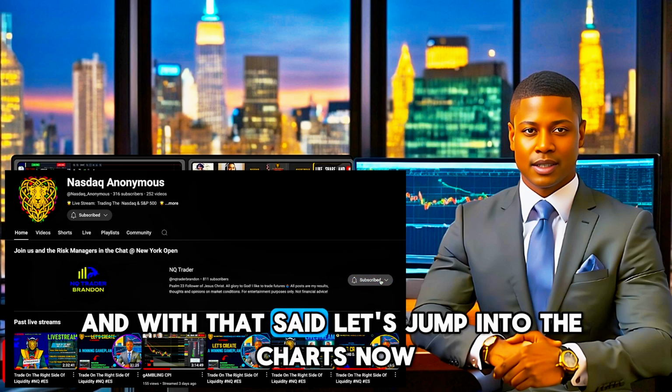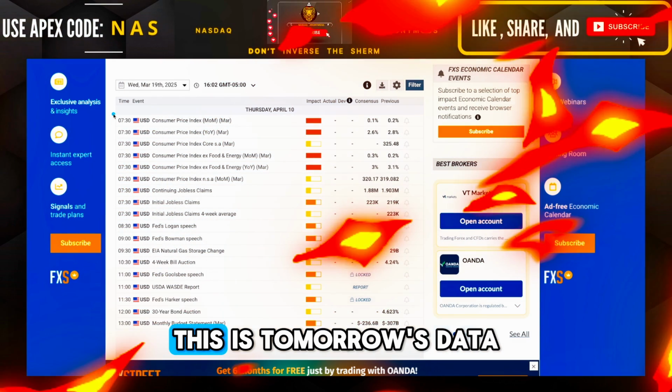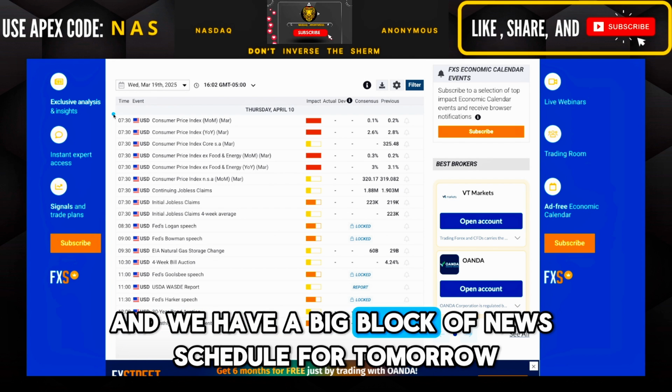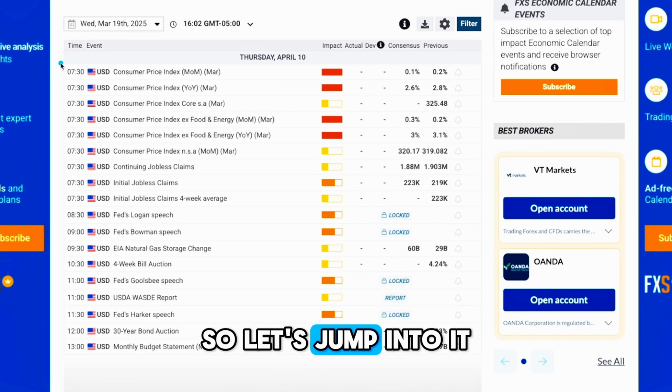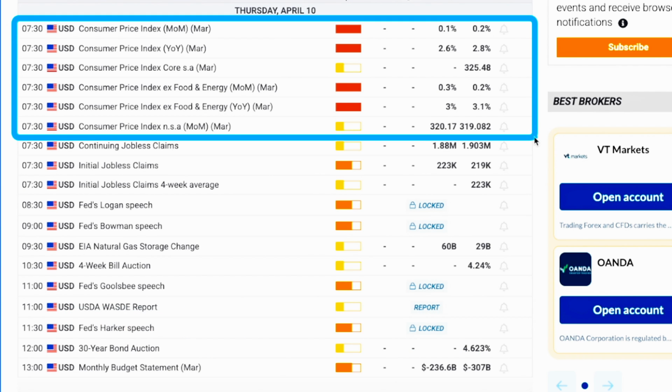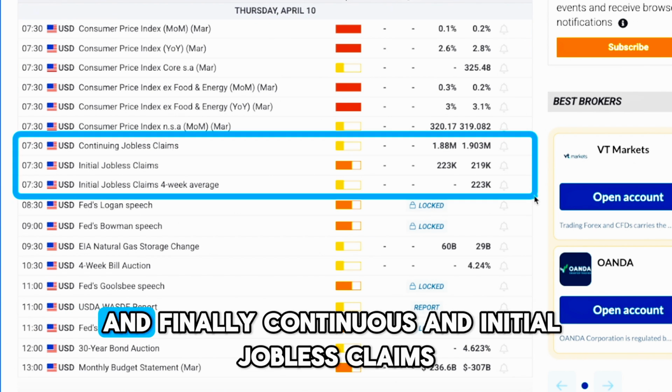And with that said, let's jump into the charts now. This is tomorrow's data, and be mindful that all times are in Central Time. And we have a big block of news scheduled for tomorrow, so let's jump into it. We have a big block of news at 7:30 with the focus on CPI for the month of March, and finally, continuous and initial jobless claims.